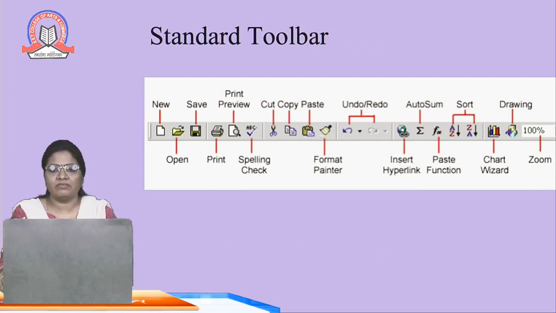Next to the toolbar we have the option icons, like New to open a new worksheet, Open an already existing worksheet, Save the worksheet, Print the worksheet, and Print Preview. To see the print preview we can use this icon. Spell checking, cut, copy, paste, format painter, undo and redo, insert hyperlink. And one of the options is AutoSum. To add directly after selecting, we can click here and the AutoSum will come.